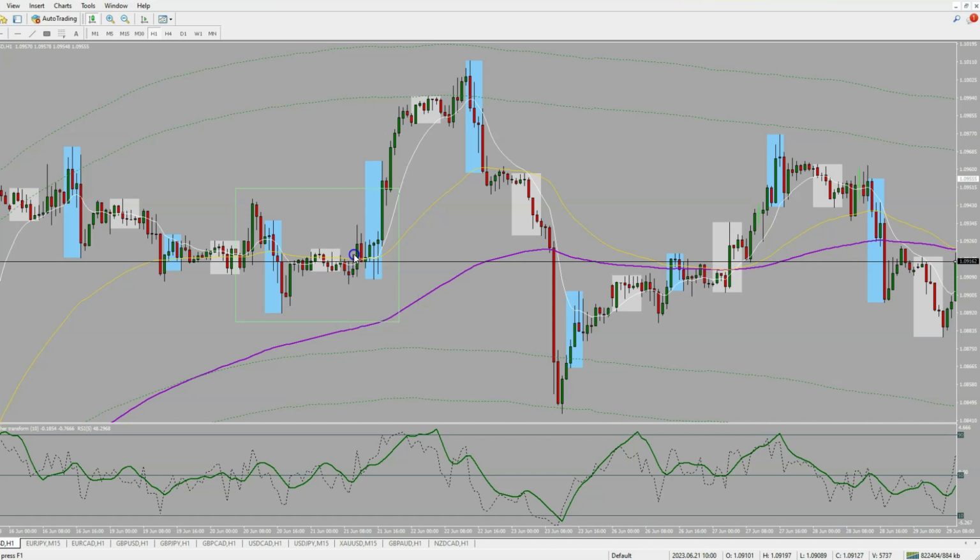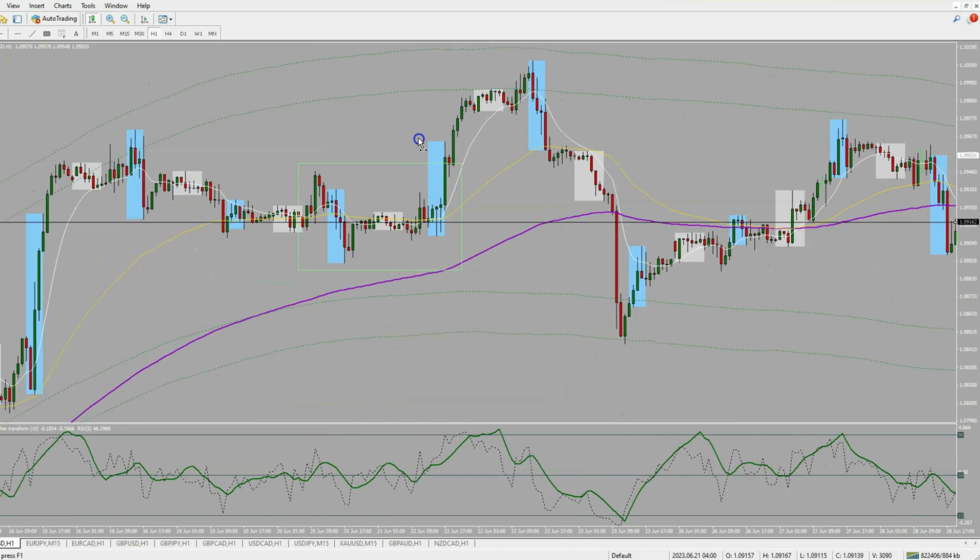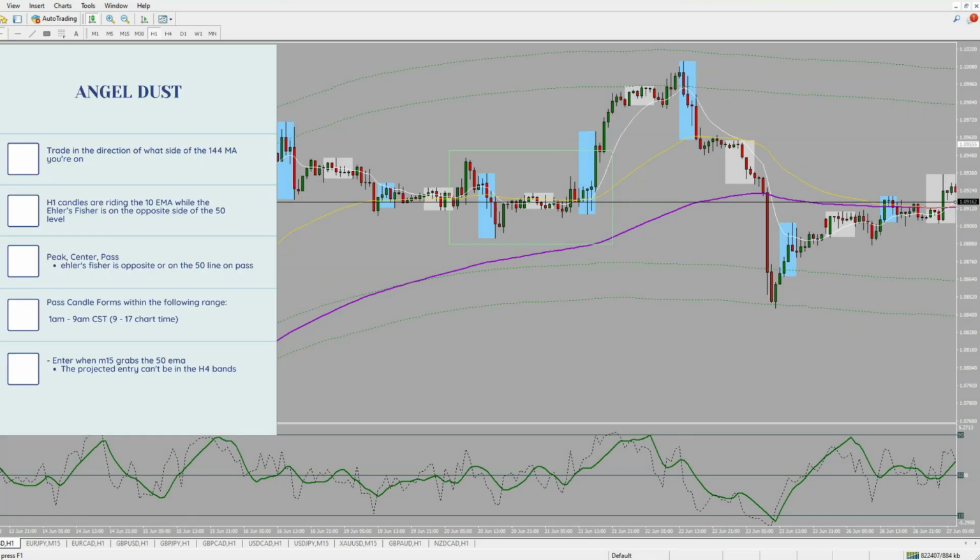Comes down. Here's a pass candle. What time did that pass candle happen? That happened at 11 o'clock chart time. Let me pull this over a little bit more. That happened at 11 o'clock chart time. So that's within the acceptable range of times. And then also the Ehlers Fisher was still below the 50 level. So everything is met. It is a valid angel dust setup.